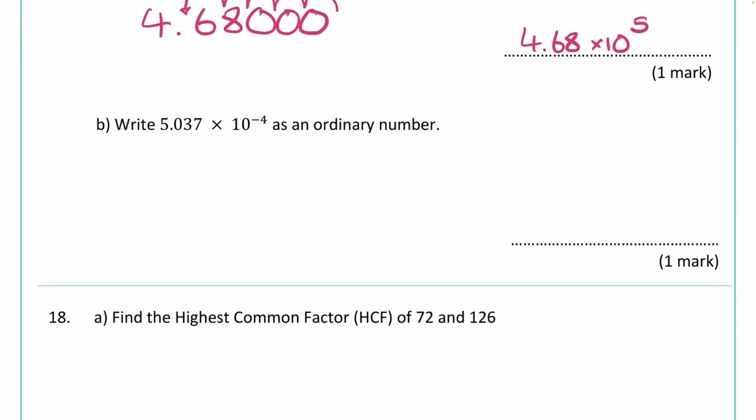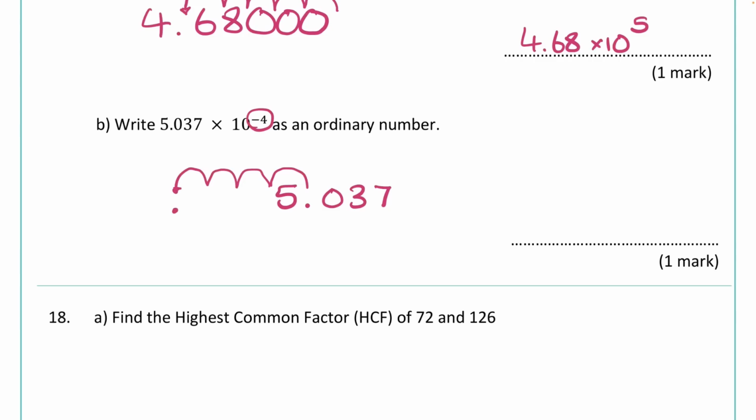Now for the next question, it wants us to write it as an ordinary number, but we have 5.037, and it's a power of -4. So -4 is going to be a 0 point number. We have to jump it 4 jumps to the left. So 1, 2, 3, 4. That's where our decimal is going to go.